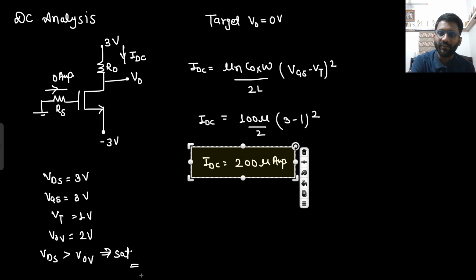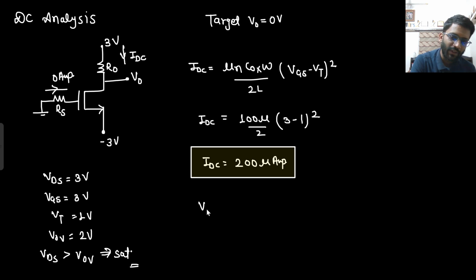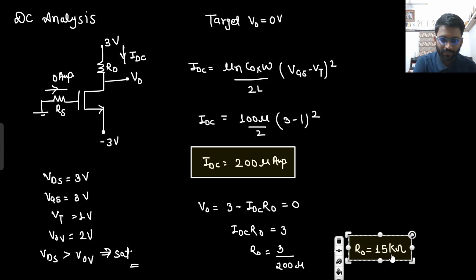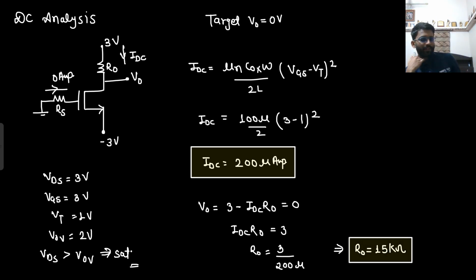Your target is to make the V naught equal to 0. So what is your V naught? V naught is equal to 3 minus IDC into R naught, and that should be equal to 0. So IDC into R naught should be equal to 3. So R naught should be equal to 3 by IDC, which is 200 micro. From here R naught will be equal to 15 kilo ohm. Say yes or no. Did you understand this point?